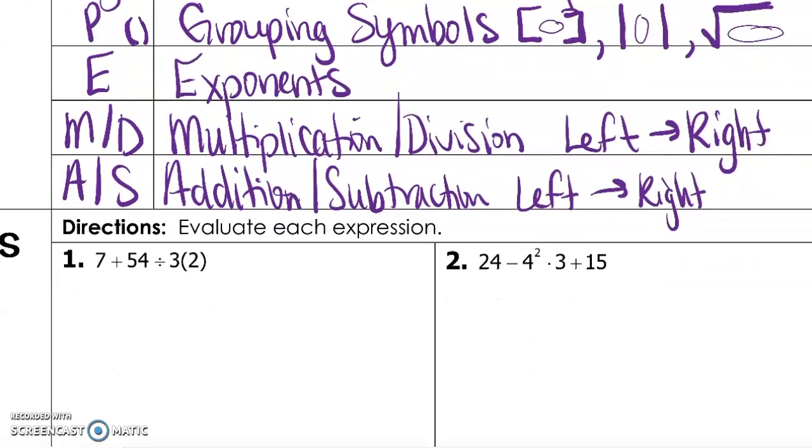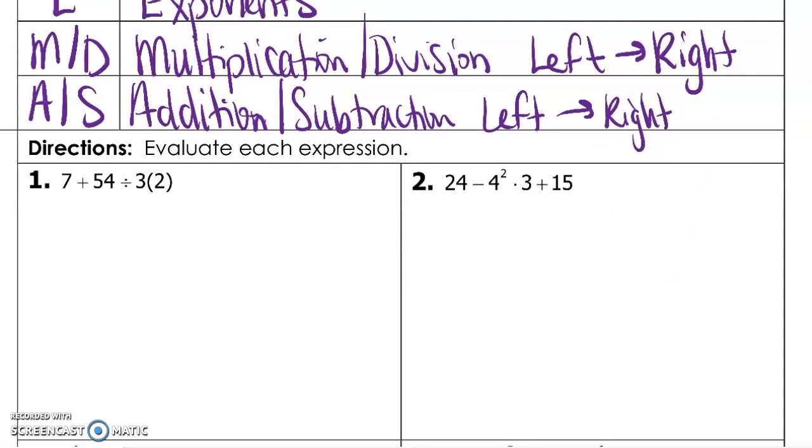So if we look at number 1, what usually happens is people see this parenthesis and they think, oh, I need to make that 3 times 2, which is 6. That is incorrect. So this is what is so confusing. Even though it says we have to start with parentheses, there's nothing happening in the parentheses. So you could actually rewrite this as 7 plus 54 divided by 3 times 2. So we actually don't need the parentheses in there.